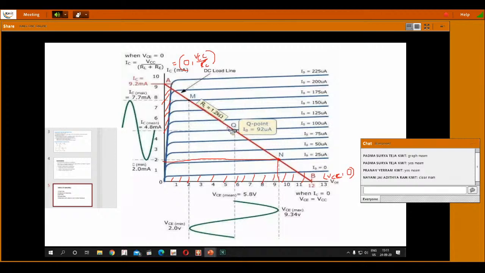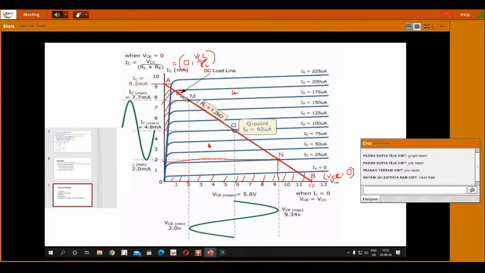So next, another point. Your operating point might be on this load line, or it might be here, or here, or here. You can place it anywhere. These operating points are based on your applied DC voltages, the collector to emitter voltage as well as the collector current.